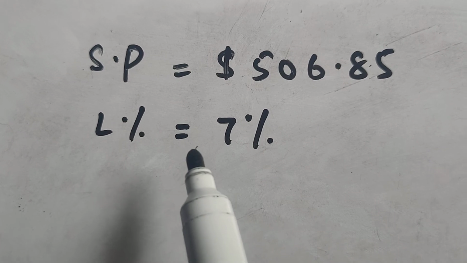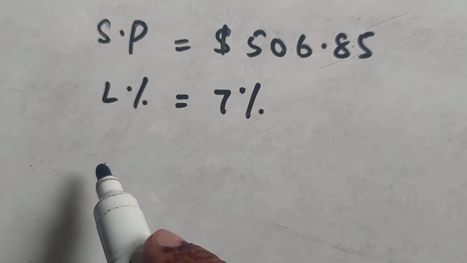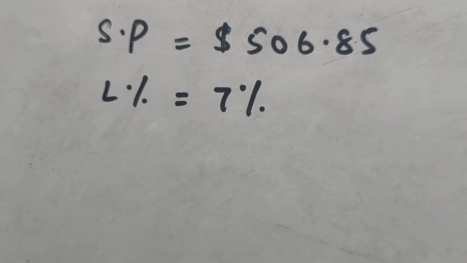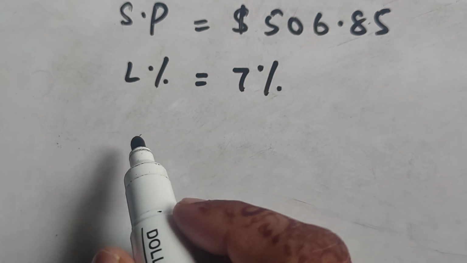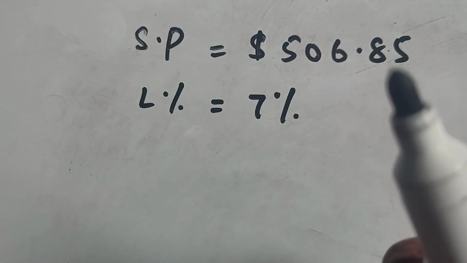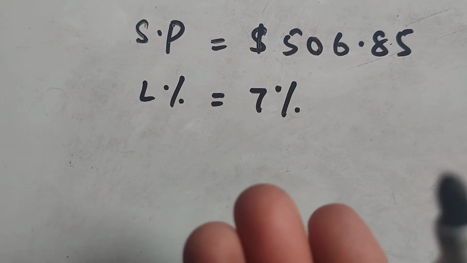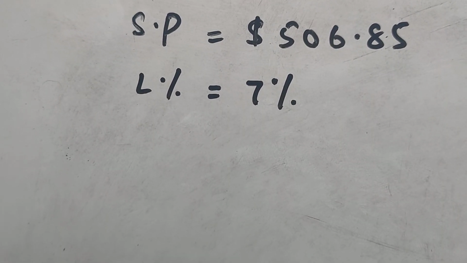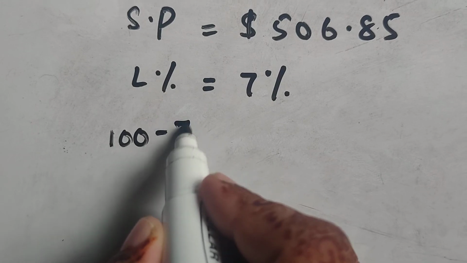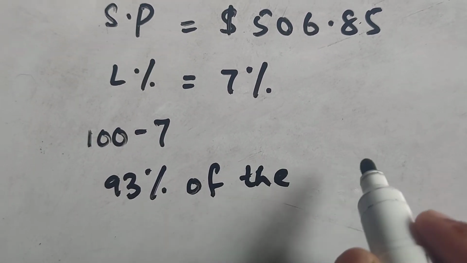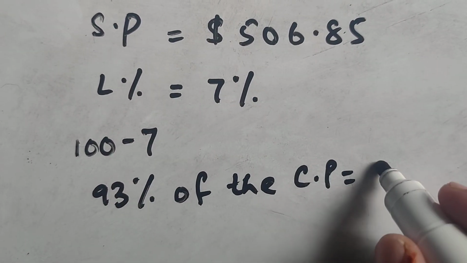This time we have loss percentage, and we know, students, that loss percentage always tells us that we have a cost price more than the selling price. So we know that the cost price is always 100%, and if we have a profit, we add up this profit in order to find out the selling price. But in the case of loss, we need to subtract loss from cost price. So here, if we have a loss percentage of 7%, it means 100 minus 7, that is 93% of the cost price is 506.85.